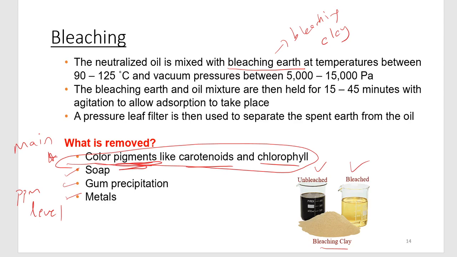They act like a sponge. Absorb all the color pigments. So after the process is done, this bleaching clay or bleaching earth is removed by filtration. This process is usually done under vacuum.